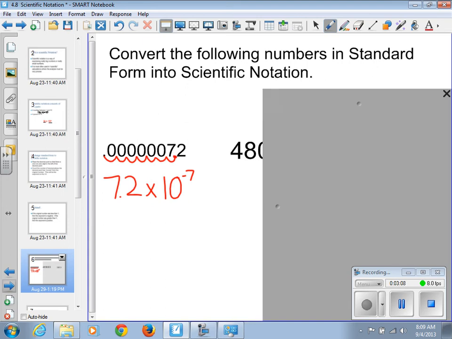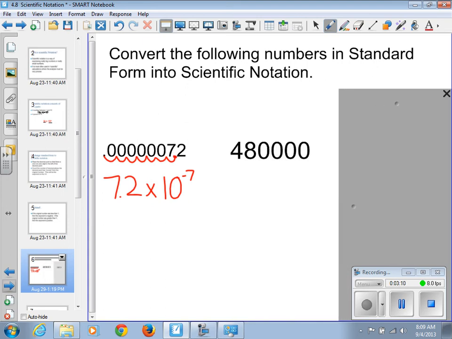Let's try another one. We have the number 480,000. Our decimal point in a whole number is always to the right of the final 0. So we place it there, and we're going to count. 1, 2, 3, 4, 5 places. So now our n becomes 4.8 as we have one non-zero digit to the left of the point. We have a power of 10. The point moved over 5 places, and since the original number was large, we know it's positive. 4.8 times 10 to the 5th.